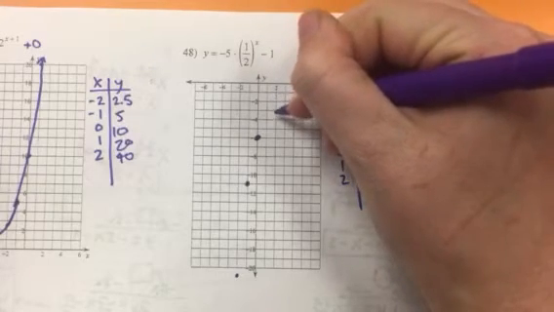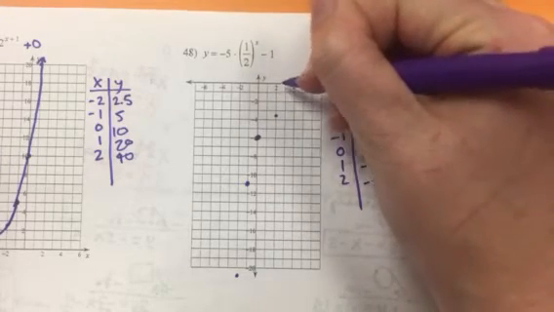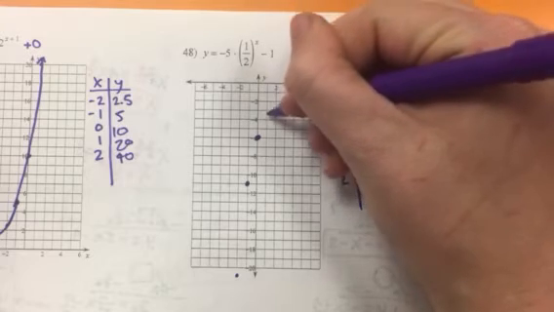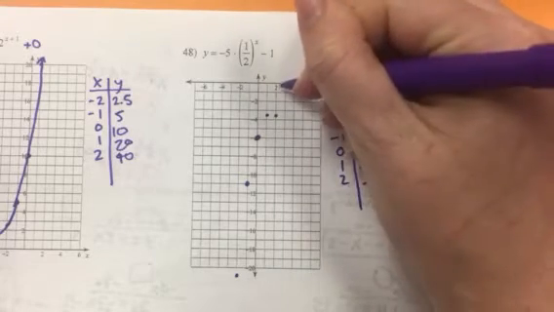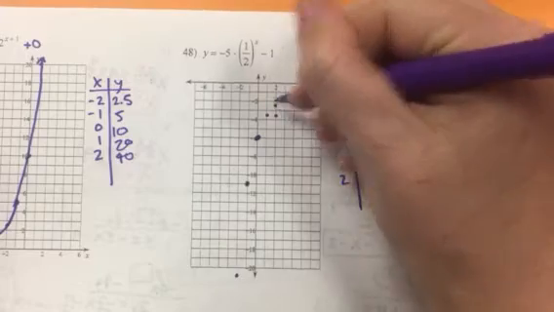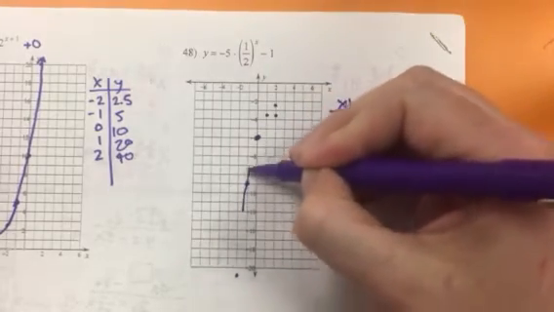1, negative 3.5, whoops, there we go. And then 2 is at negative 2.25, so it's going to curve down.